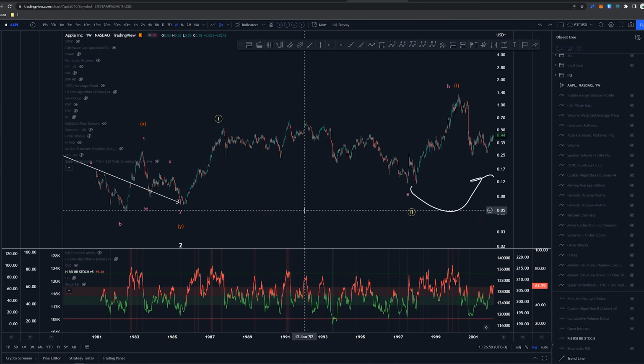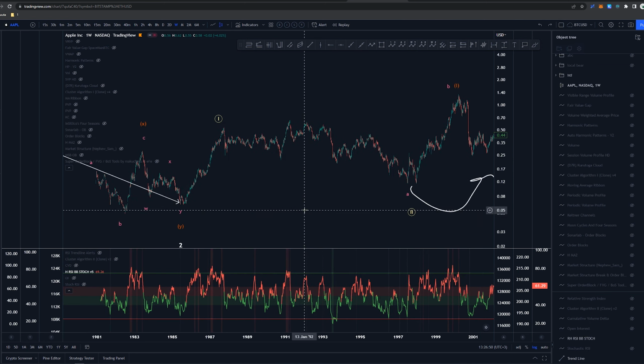Why do I even think about that? It is because this next structure here looks more like a 5-wave structure than a 3-wave structure. So that's the reason why I almost could prefer that we have this as wave 2 down here. But this is definitely another possibility for it.